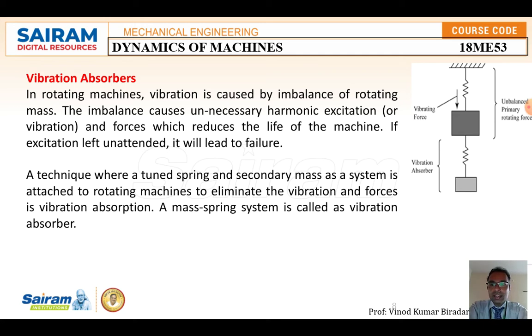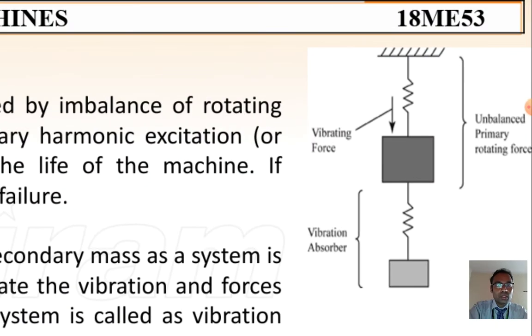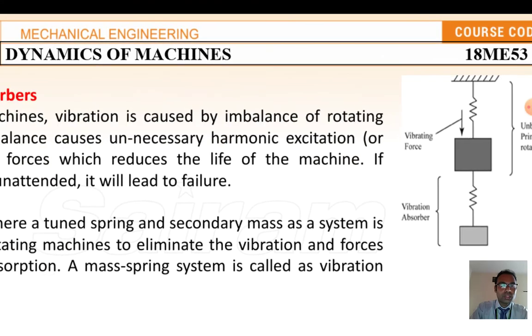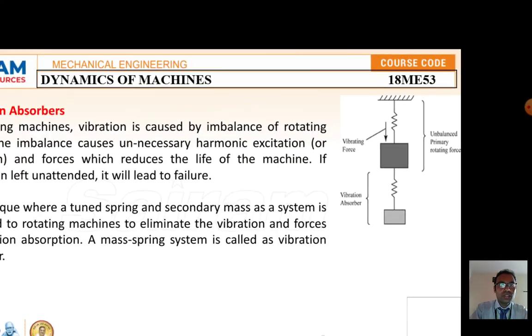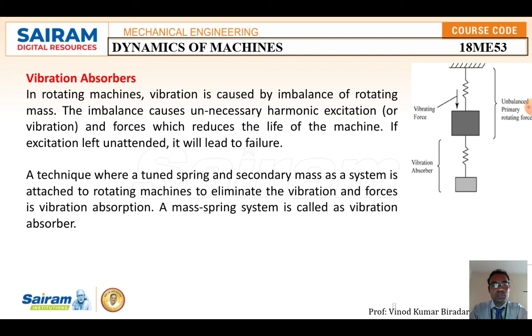A technique where a tuned spring or secondary mass system is attached to the rotating machines to eliminate the vibration and forces is called vibration absorption. A spring damper system is called a vibration absorber. Look at the diagram here. It is a spring mass damper system. Here the vibrating force acts in the downward direction, that is the unbalanced primary force. If you apply force here, there is a chance of producing vibration. So the vibration absorber is nothing but using some damper or some stiffness to reduce the vibration present in the mechanical component. That is about the vibration absorber.